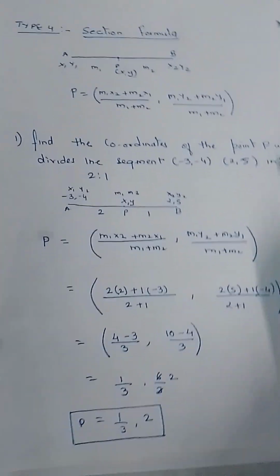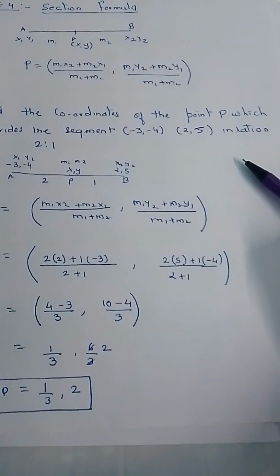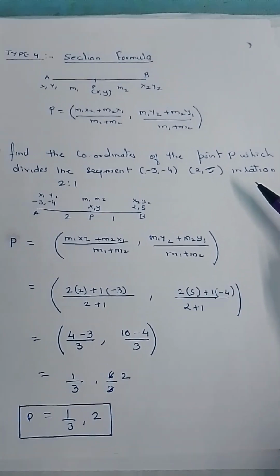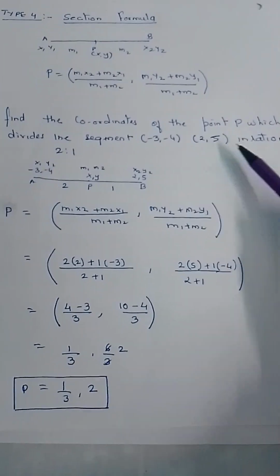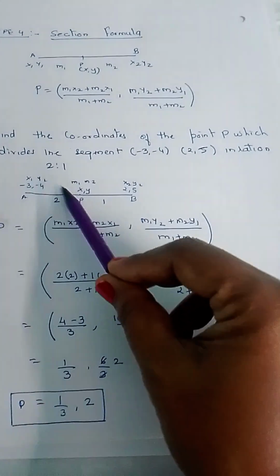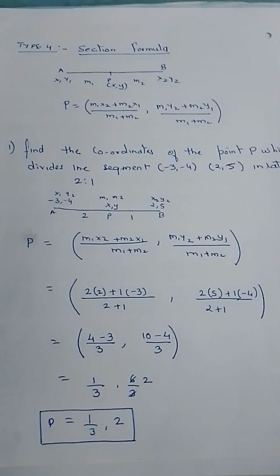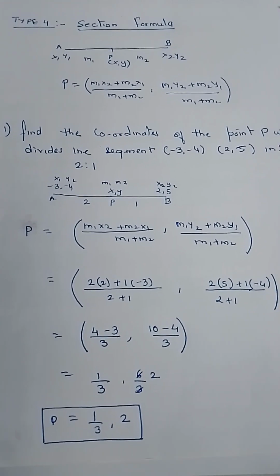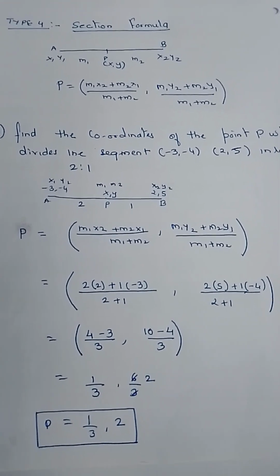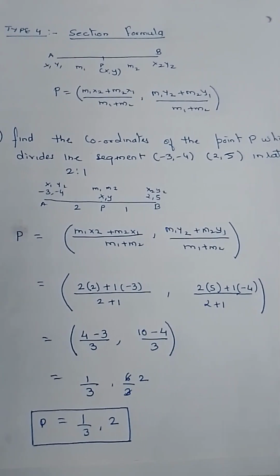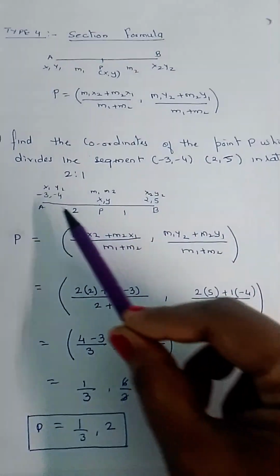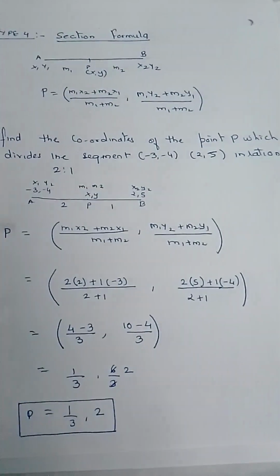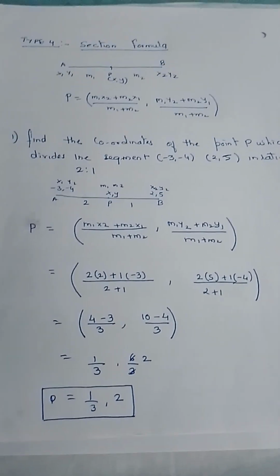The question is, find the coordinates of point P which divides the line segment in the ratio 2:1. So the ratio is given, the line segment is given. So the A and B values are given and the ratio is given. So we have to find the coordinates. Again, put the values. Always remember to draw this line and put the values so that it becomes easy for you to solve.